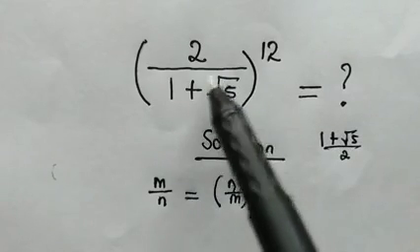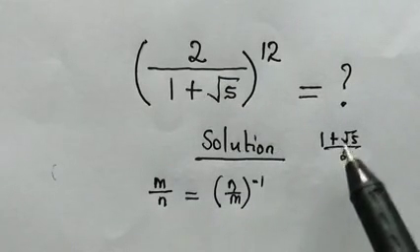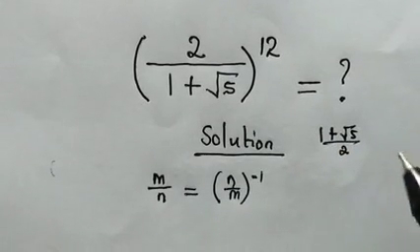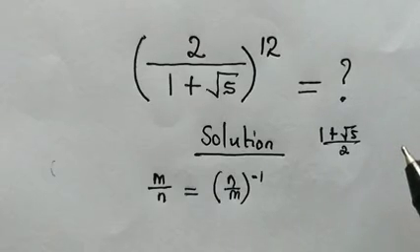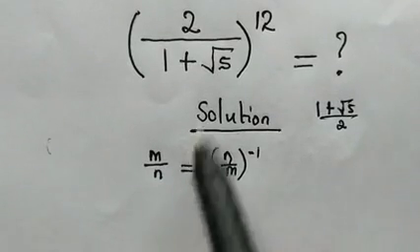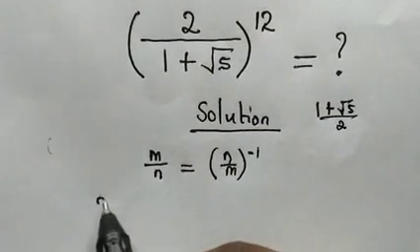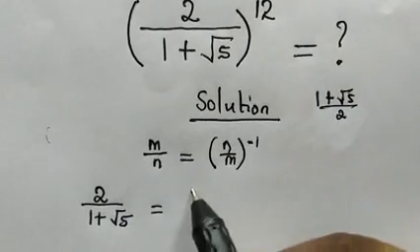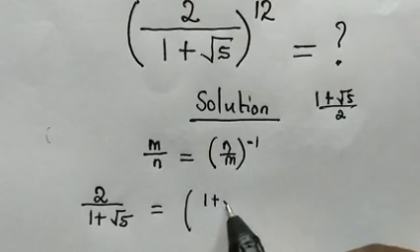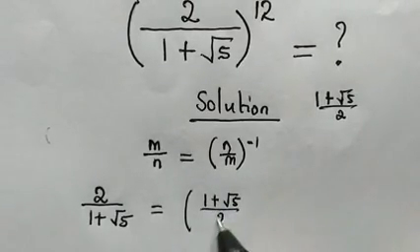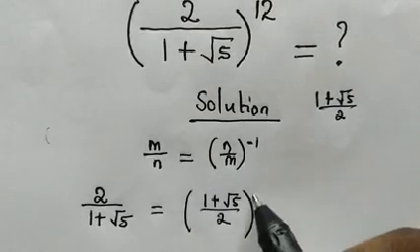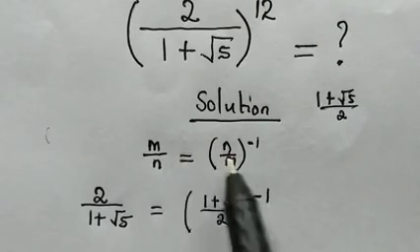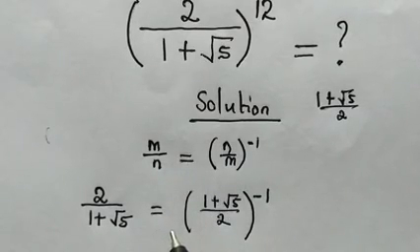So we need to manipulate this in order to get our golden ratio. So we can use the Fibonacci's method to solve this problem without wasting our time. So now, inside this bracket we have 2 divided by 1 plus root of 5. So this is going to be equal to 1 plus root of 5 divided by 2, which is the golden ratio, then raised to the power of negative 1 with this property here. So we have achieved it.